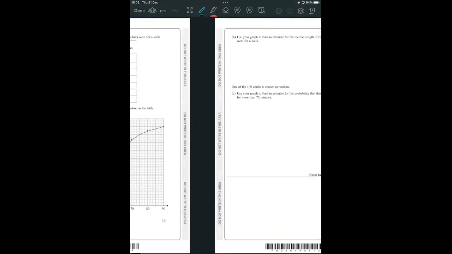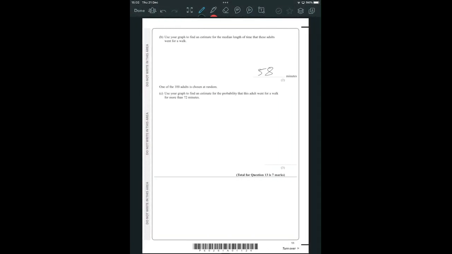And if we read off the scale at the bottom, it is 58. Notice 2 marks. One of those marks is for doing a sensible line on your diagram.